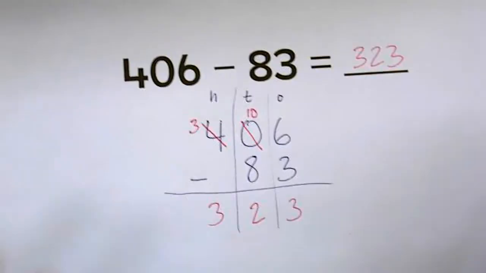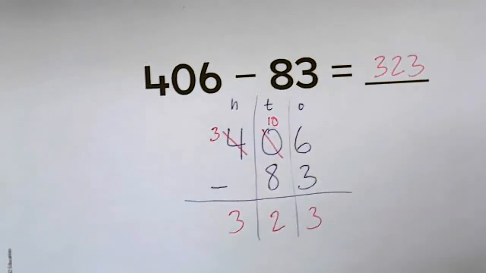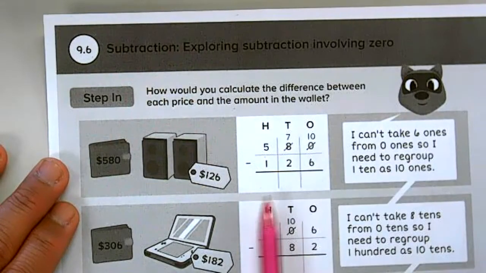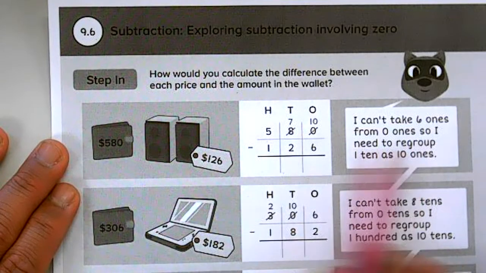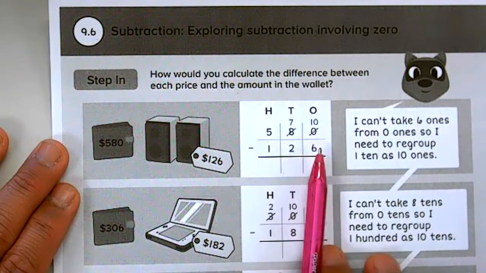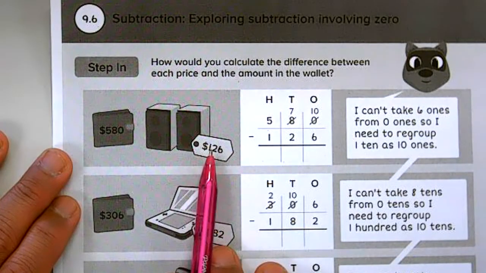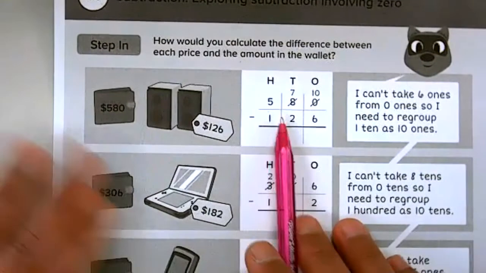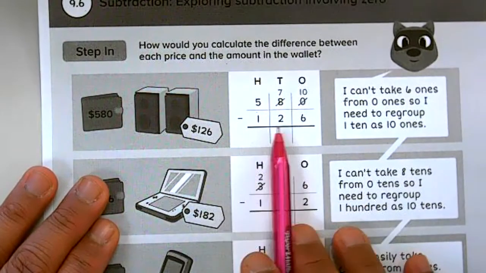Now in your math packet, your teacher should have given you some pages. If you're going to look at 9.6, there's a raccoon here, and he's doing the same method of regrouping. Even he says regroup. This one is 580 minus 126. What happened was this person went shopping. They bought 2 sets of speakers for 126, which is kind of a deal. They want to know how much they have left in their wallet. They started with 580. You always start with the greater number on top, and then you subtract 126.